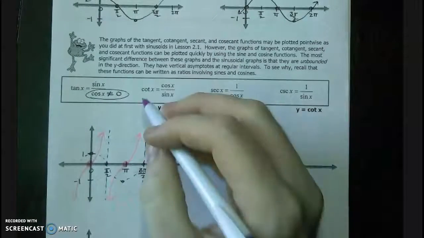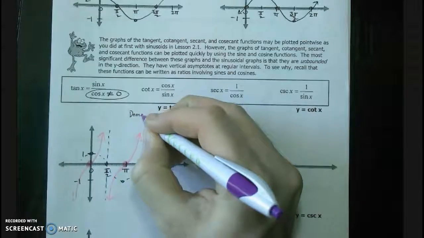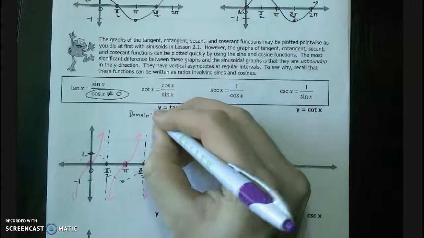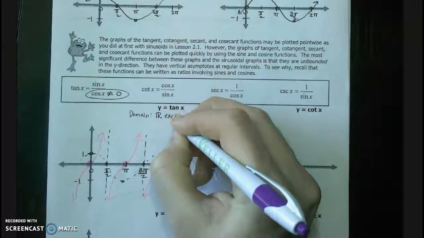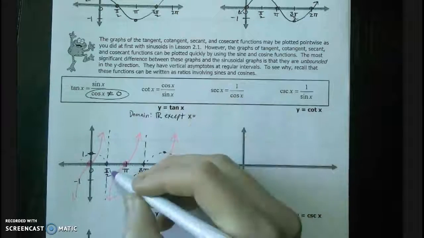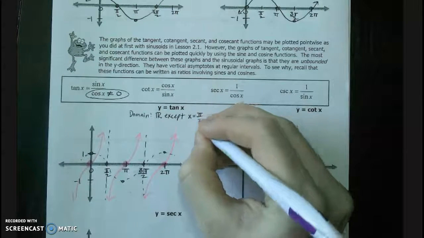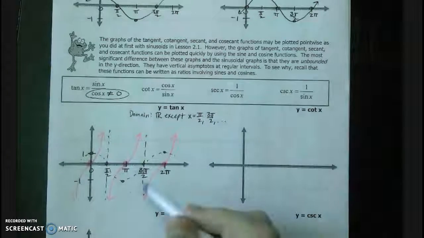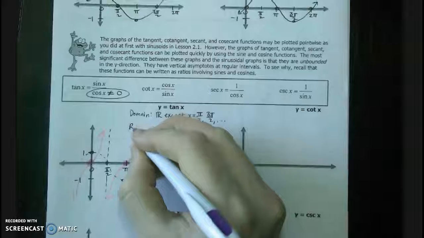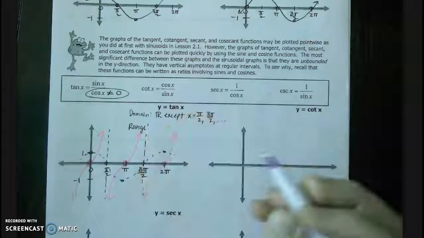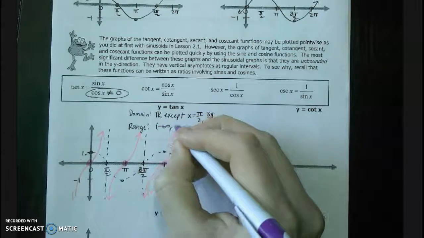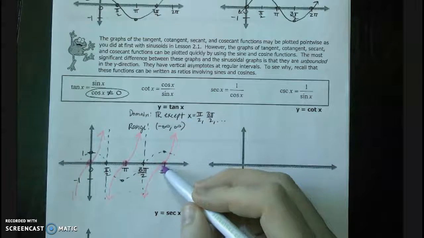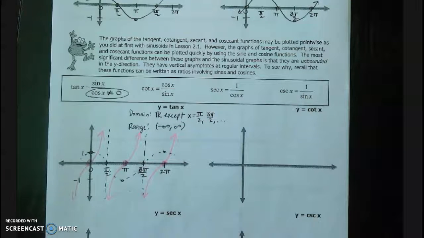The domain for this, we're going to write as all real numbers except x equals pi over 2 and 3 pi over 2, because there are asymptotes there. The range is -infinity to infinity because this graph goes all the way down and all the way up without any breaks in the graph. Now cotangent will look very similar to this.